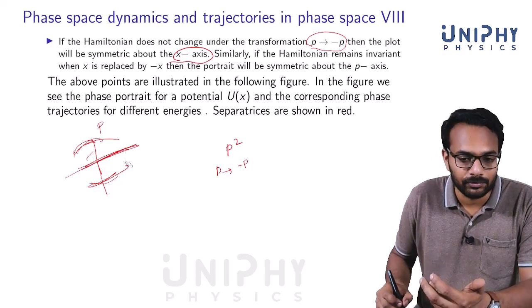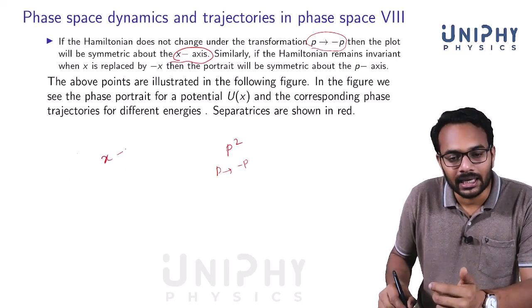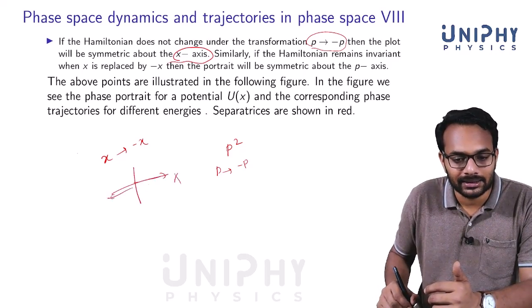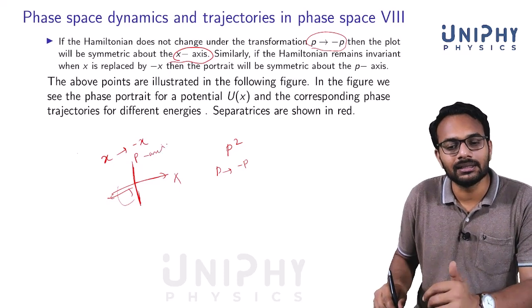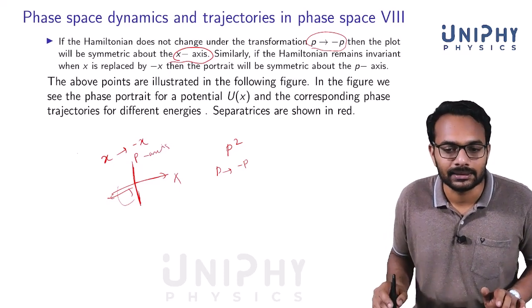It's also the same for x. If the Hamiltonian is invariant under the transformation x going to minus x, this is positive x, and this is minus x. The curve will have exactly the same shape about the p-axis, or rather it will be symmetric about the p-axis.